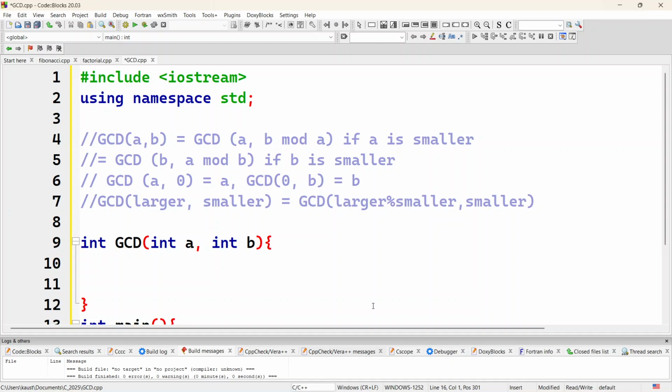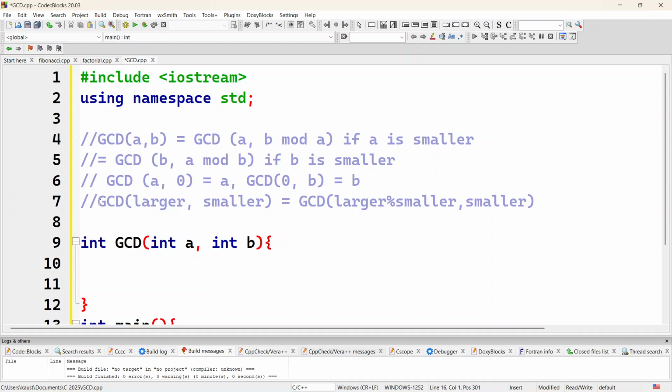Hello everyone. In this video, we'll find the GCD of two numbers recursively. Let's say the two numbers are A and B. Basically, GCD of A comma B is GCD of A comma B mod A if A is smaller, and GCD of A comma B is equal to GCD of B comma A mod B if B is smaller.